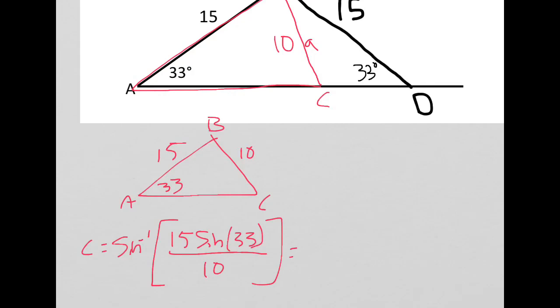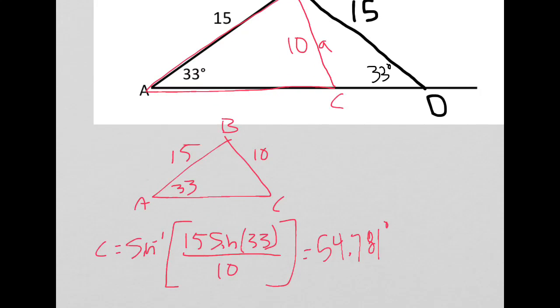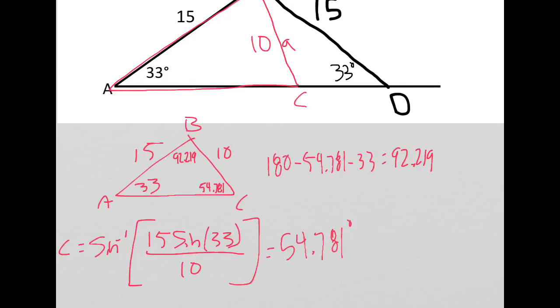Check me, make sure I set that up correctly. We should find C to be 54.781 degrees. And if we have C, we can find B by subtracting: 180 minus 54.781 minus 33 equals 92.219. And so now we just need to find that third side, AC.